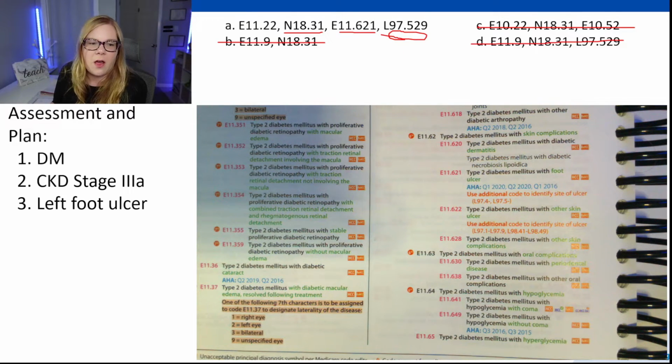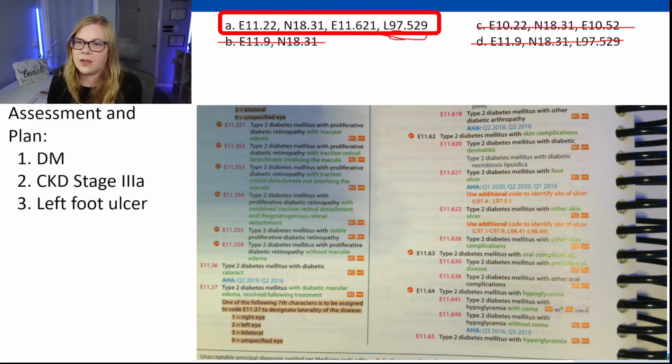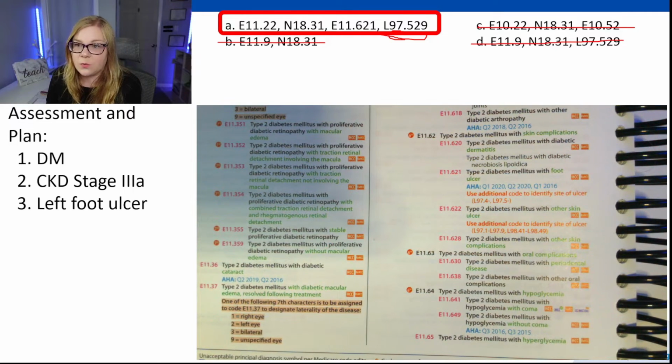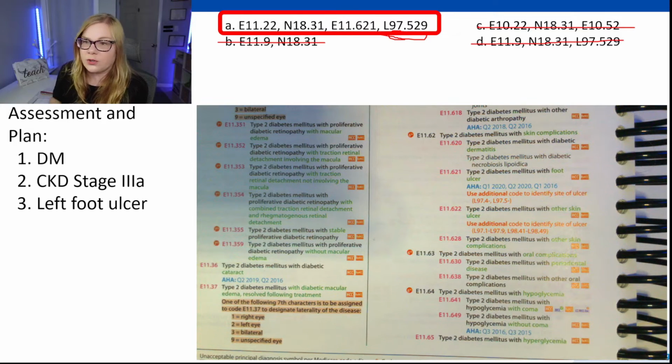So this one here, our answer is A, our diabetic chronic kidney disease with the stage 3A for the N18.31, and then diabetic foot ulcer is E11.621, and then L97.529 designates that it is a left foot ulcer.